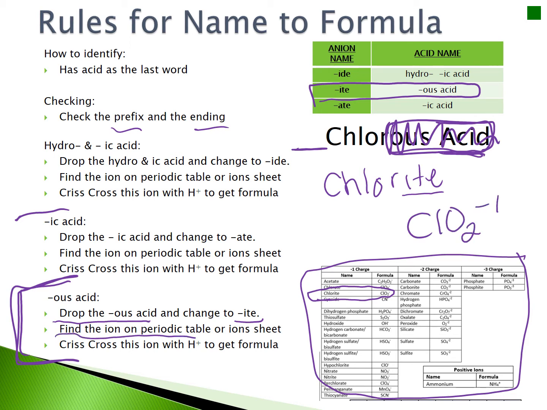So I found the ion on the periodic table or ion sheet. In this case, anything with an ous acid will always be on the ion sheet because it always has that ite ending. Then I'm going to do my final step, which is crisscross with H+ to get my final formula. When I crisscross it, I get HClO2, and that is chlorous acid.